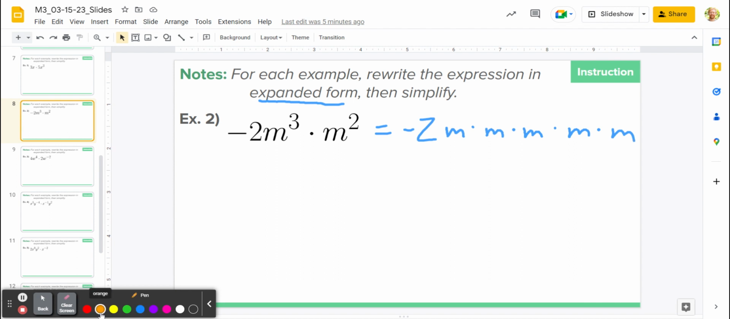All right, and then if we go to our simplify step, we can condense that all back together. We'll get equals negative 2, and m multiplies by itself 5 times. So we'll condense that down to m to the 5th.